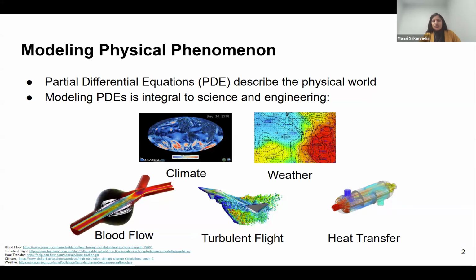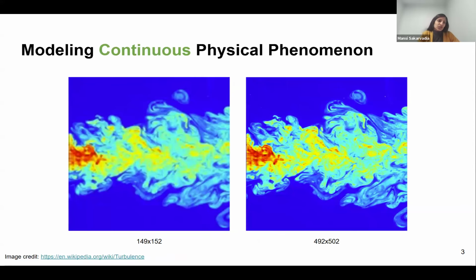And even though these are really diverse modeling applications, something that they all have in common is that the resolution at which these applications are modeled at is really important. So not only are we interested in modeling physical phenomenon, we are interested in modeling phenomenon which is in real life continuous in a discrete fashion.